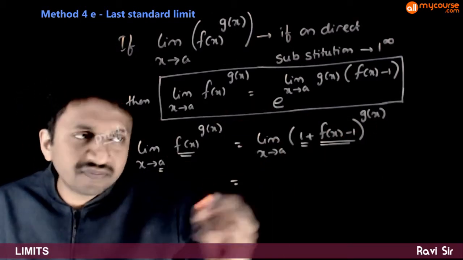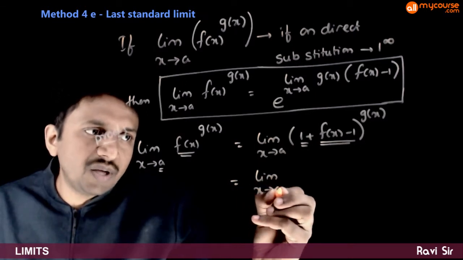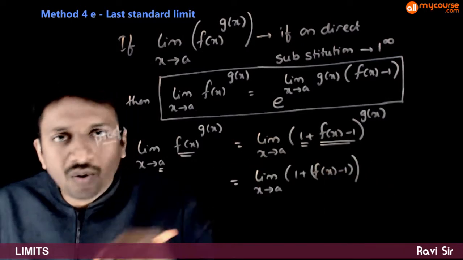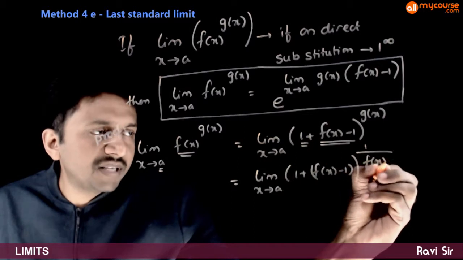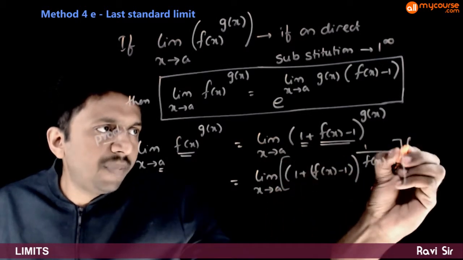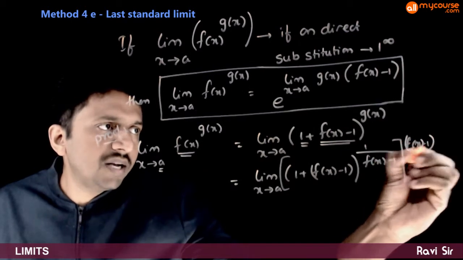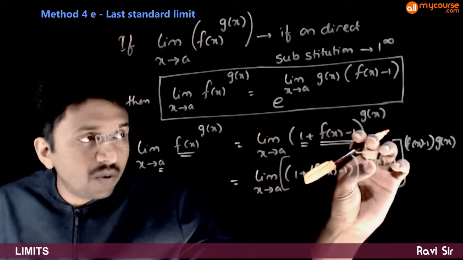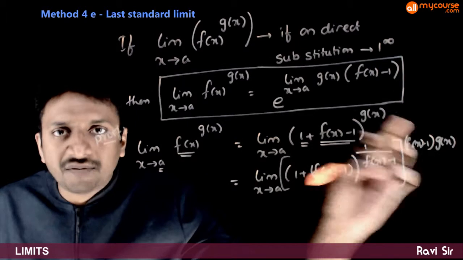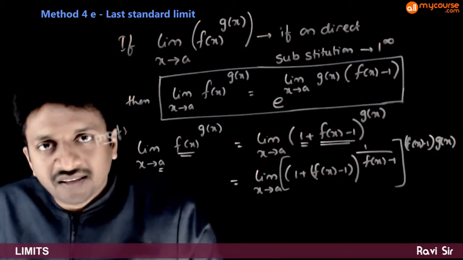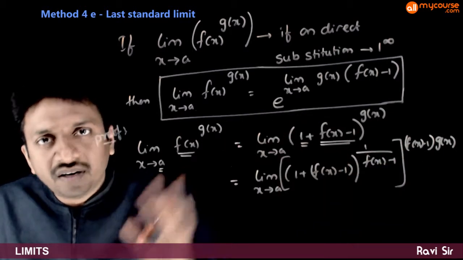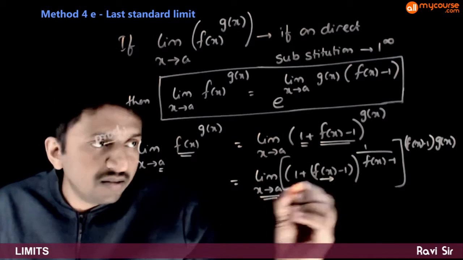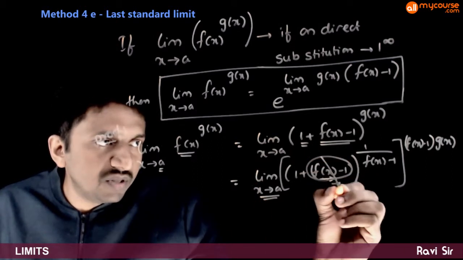So that is equal to limit x tends to a, (1 plus (f(x) minus 1)) whole power 1 by (f(x) minus 1), whole power (f(x) minus 1) times g(x), right? I have divided by f(x) minus 1 and I have multiplied by f(x) minus 1. Effectively, I have not done anything extra. This is also right now f(x) power g(x). But as x tends to a, f(x) goes to 1. So f(x) minus 1 goes to 0.